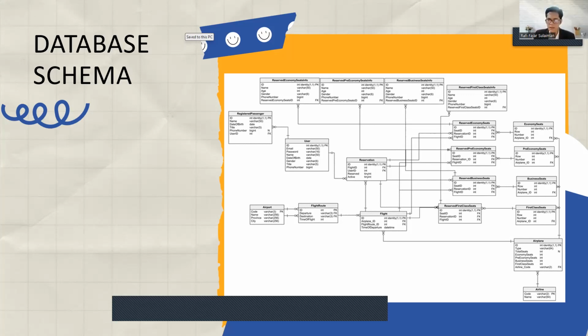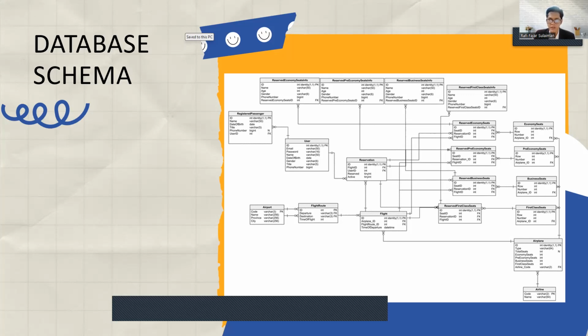Next, we have the flight table. It has ID as its primary key, and it has airplane ID as the foreign key, and flight route ID as the foreign key, and then time of departure as date time. Flight route, it has departure, destination, and time of flight. Time of flight will be used to increment time of departure to make a new column, which is called time of arrival.